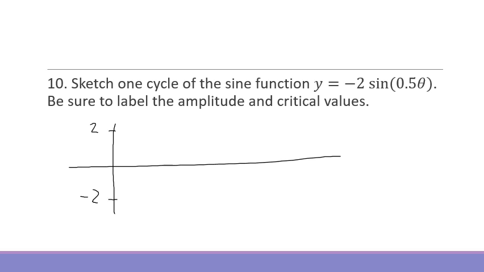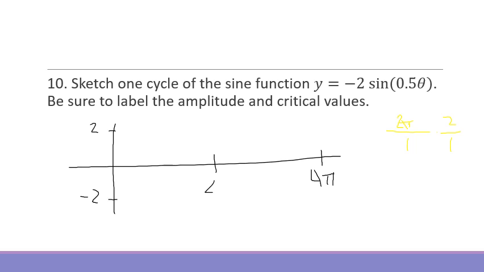Now our b here is 1/2. So if we want to find the period, we're going to do 2 pi divided by 1/2. Remember, when you're dividing by a fraction, you can flip and multiply. So that tells me that it's 4 pi, right? So 1 period is 4 pi.